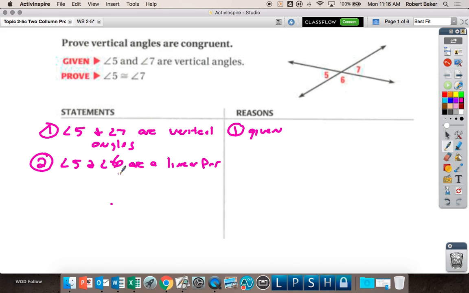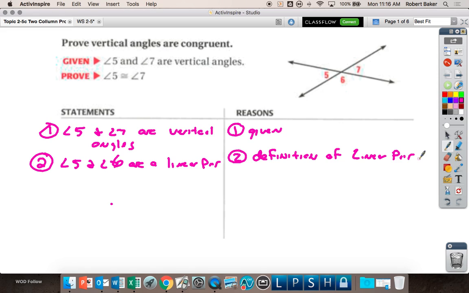Definition of a linear pair. Why are they a linear pair? Because that's the definition of a linear pair. What do you know, number 3? Angle 5 plus angle 6 equals 180. Are we supposed to prove that?